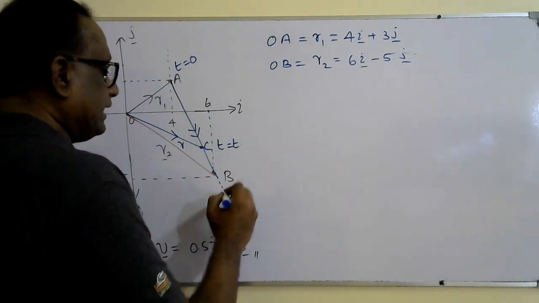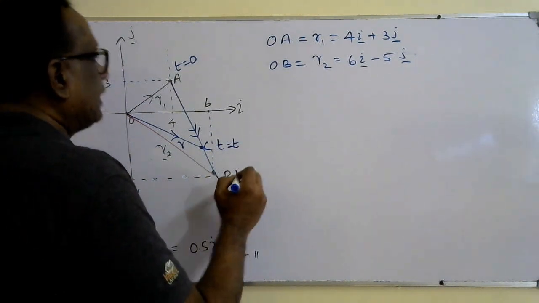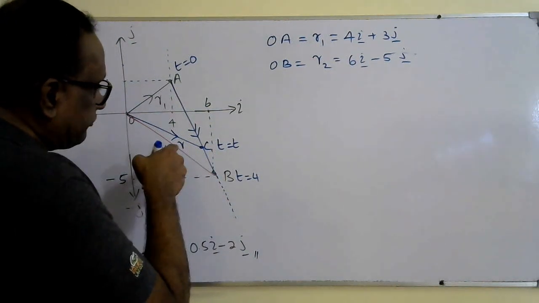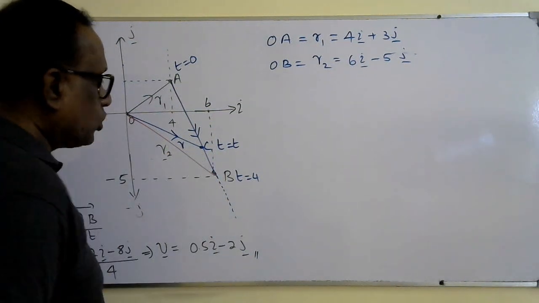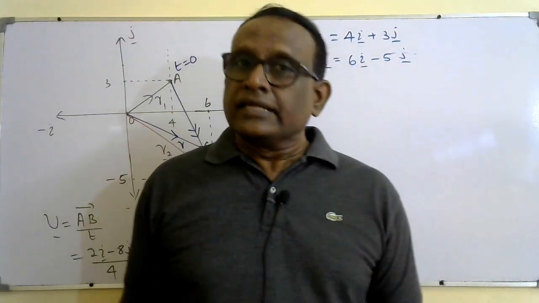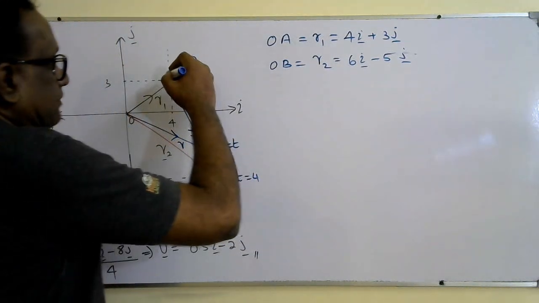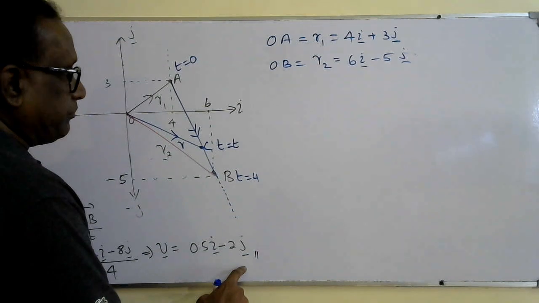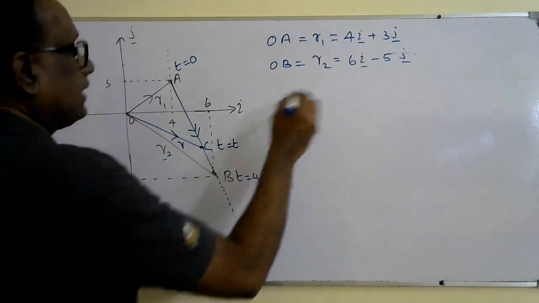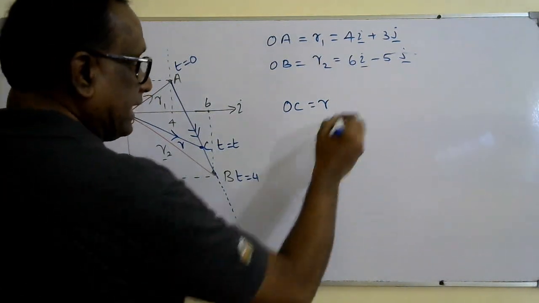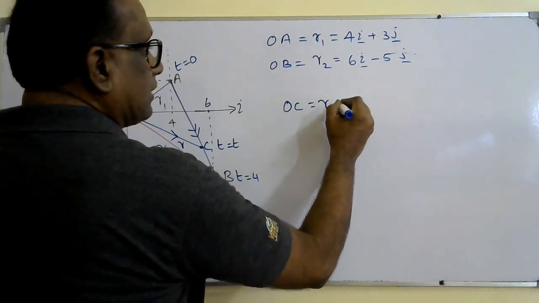That's the position vector at time t. This is at time t equals 4, I said. This is t equals 0. So at time t equals t, what is the position vector? I need to find the r, that is, I need to find the OC. Right? How to find it? It's moving at constant velocity. So the displacement vector AC is going to be velocity vector into time. So OC I need to find, that is the position vector at time t.